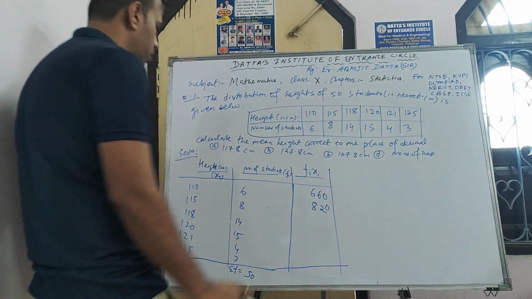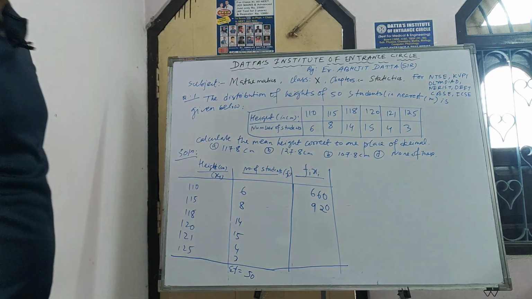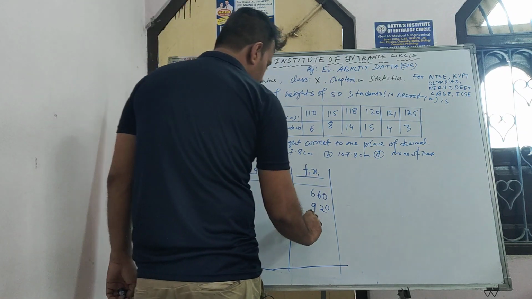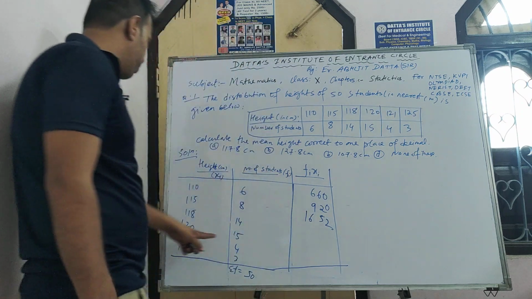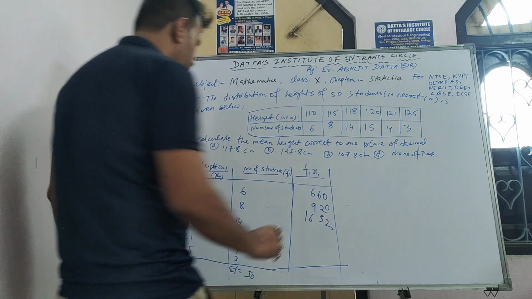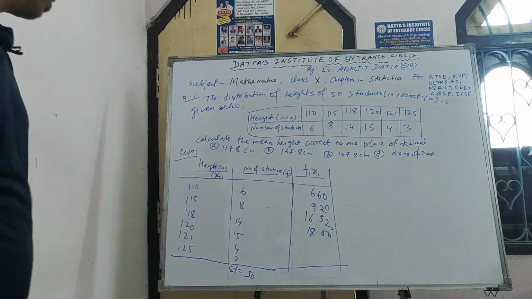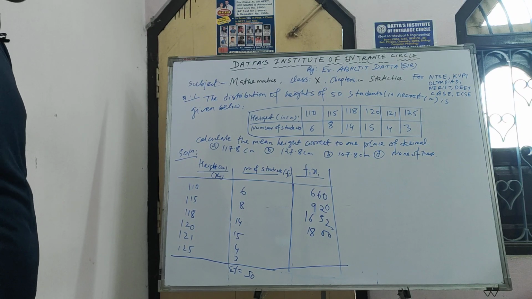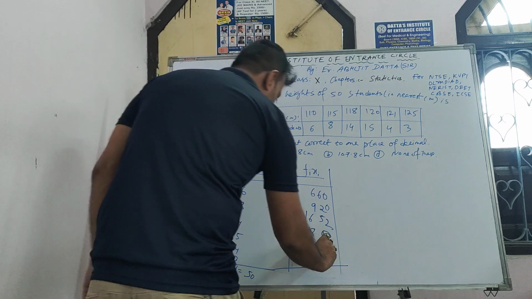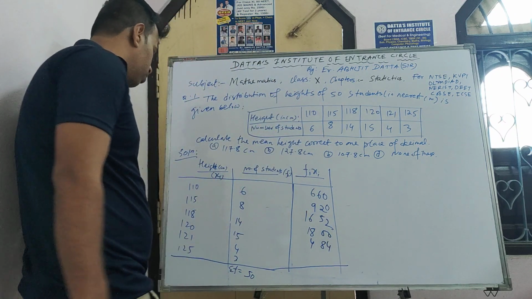So 920, this will be 920. Next one, we multiply by this, it will be 1652, and if I multiply with this, it will be 1800. 15 into 12 is 18, and then 00. And if I multiply 4 into this one, 4, this is 8 and 4.